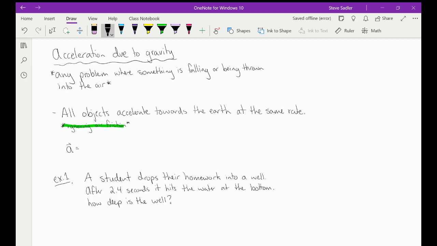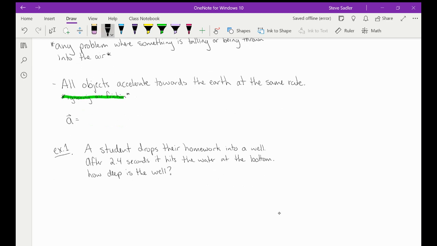And this acceleration towards Earth is a consistent number. It's a constant number, and that acceleration is 9.8 meters per second squared. That's how fast things accelerate towards the Earth.